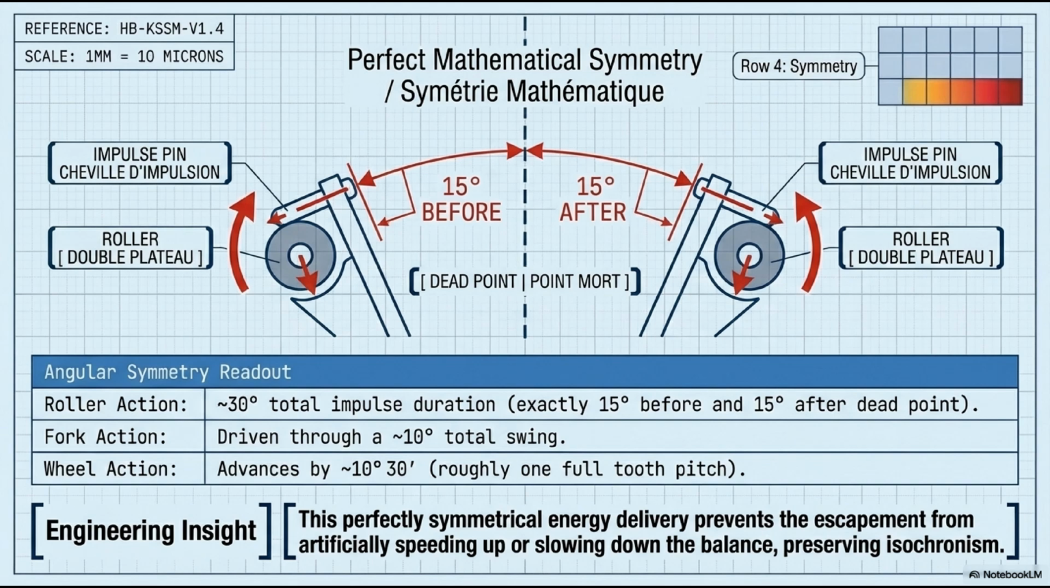The center distances, pallet stone positions, and fork geometry are all chosen so the dead point falls exactly at the midpoint of the impulse arc. This perfectly symmetrical energy delivery prevents the escapement from artificially speeding up or slowing down the balance, preserving isochronism. That's the key engineering insight of this slide.